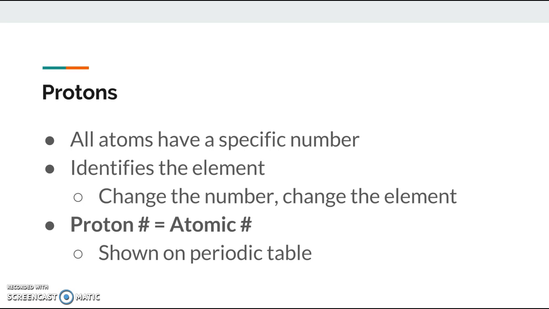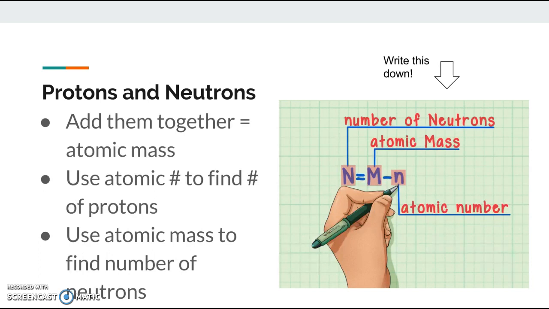So anytime you're looking at the periodic table, I can pull out a random number, and you can look at it and see, oh, that's such and such. Gold or silver or polonium or whatever it is that we're talking about. So the number of protons is equal to the atomic number. That's what we call it. That's the number on the periodic table. We don't call it the proton number, we call it the atomic number. I don't know why.